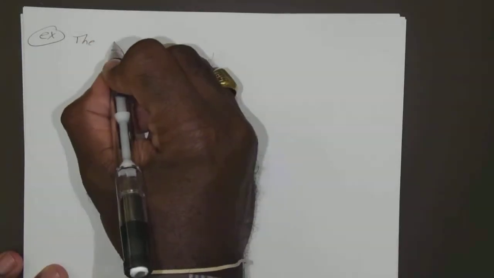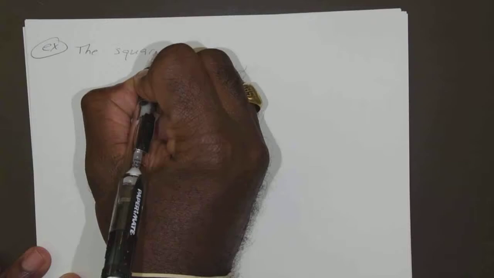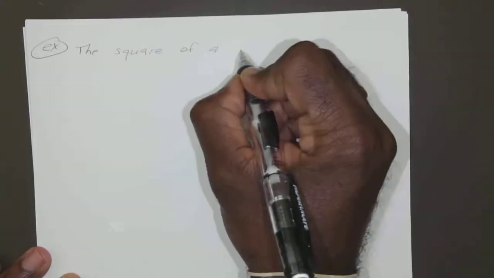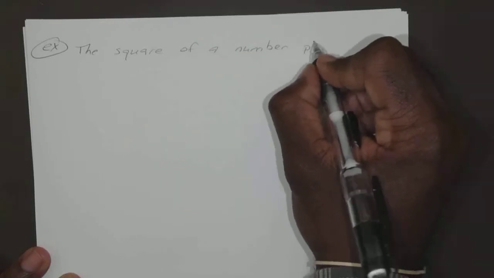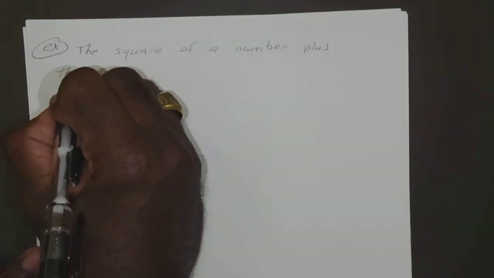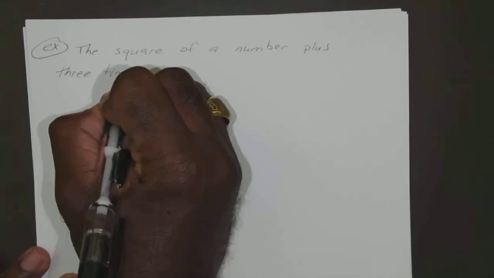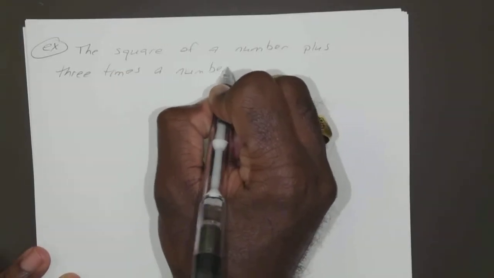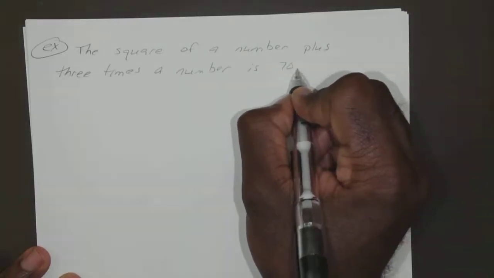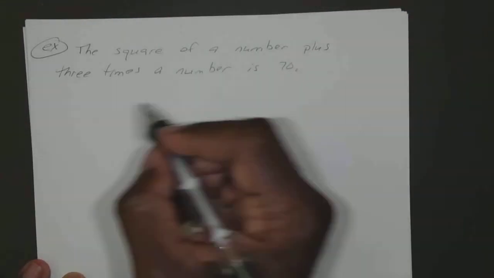All right, so let's say, for example, here, say the square of a number plus 3 times a number is 70. So we want to find the number.